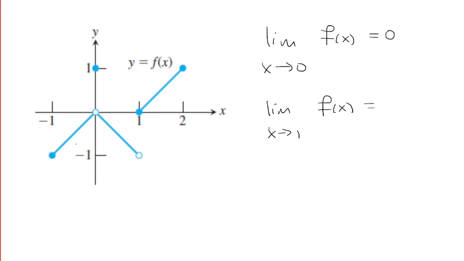As x approaches 1, 1 is over here, so we can approach it from the left. That goes down here to -1. And if you approach it from the right, that goes to 0. So the left hand goes to -1, the right hand goes to 0. Because these two are not the same, we say that the limit does not exist. And that is our answer.